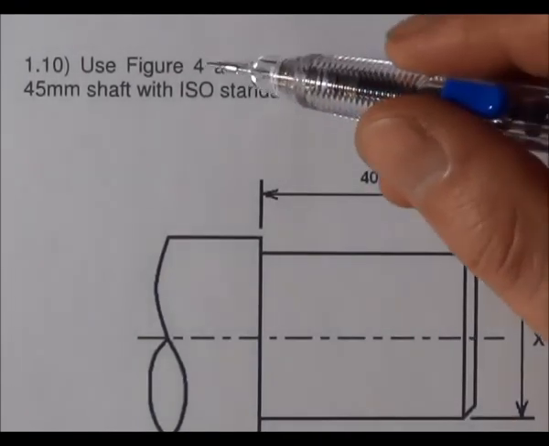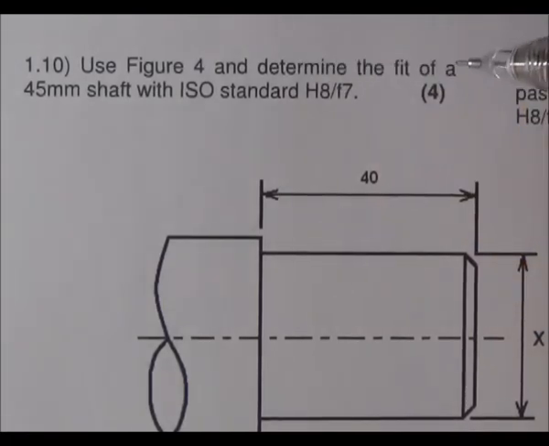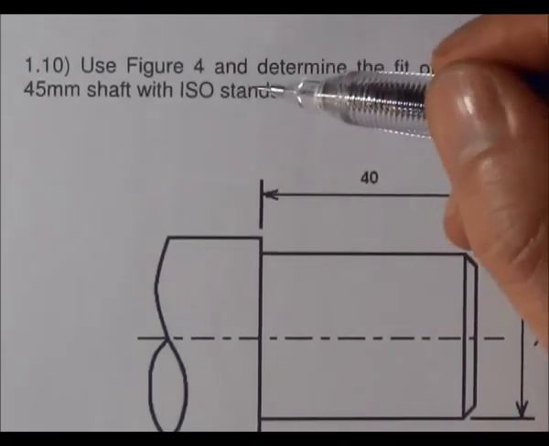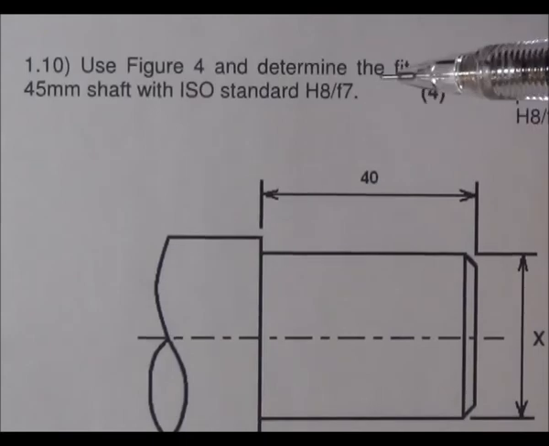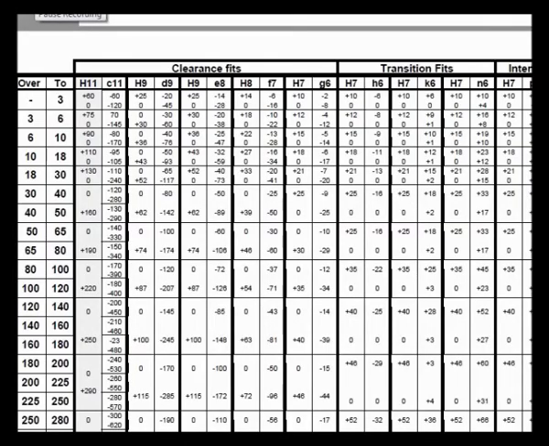Question 1.10. Use figure 4 to determine the fit of a 45mm shaft with ISO standard H8F7. To do the tolerance, we'll have to make use of the tolerance table, and in this case we have an H8F7. If we go to this table, you'll see the H8F7 column is actually under clearance fits. So this is the column we are going to be using for this problem.